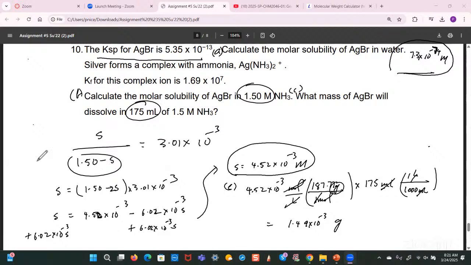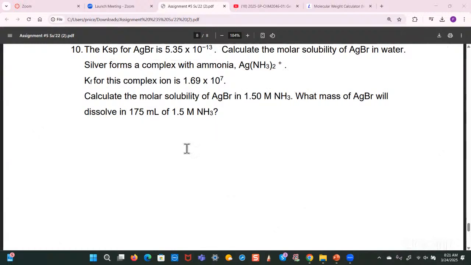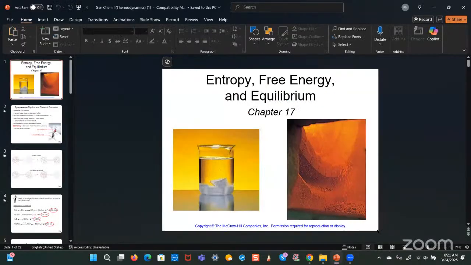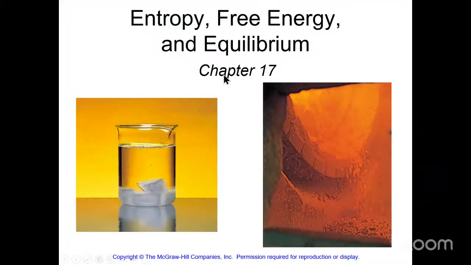And what we're going to do now is start with the next chapter, which deals with thermodynamics. So let me bring up the PowerPoint here. As you can see, the title here says entropy, free energy, and equilibrium. But basically, what we'll be dealing with here is the area of thermodynamics, right? And there are some things you're going to encounter which you'd have encountered before in General Chemistry 1 when you did the chapter on thermochemistry. So some of those concepts will play an important role in this chapter.